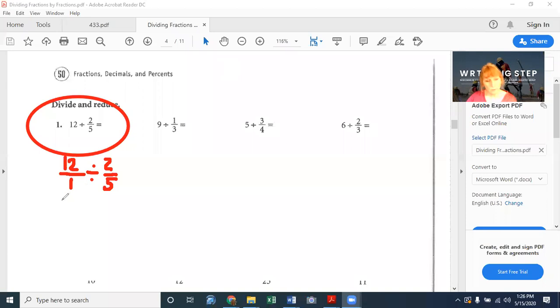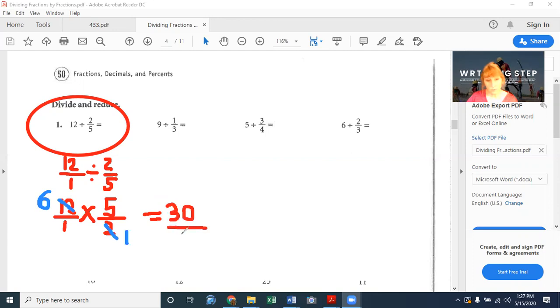Okay, so now I'm going to keep the first fraction as 12 over 1. I'm going to change the division to multiplying, and I'm going to flip the 2/5 to 5 over 2. I'm going to look now and see if there's anything I can cancel. I can cancel the 2 and the 12. So 12 divided by 2 is 6. 2 divided by itself is 1. And now I can multiply across the top and across the bottom, and I get 6 times 5 is 30. This one will turn out nice and neat for us. And on the bottom, 1 times 1 is 1. So my final answer then is just 30.